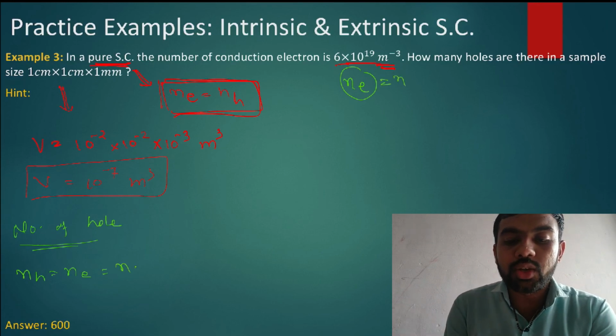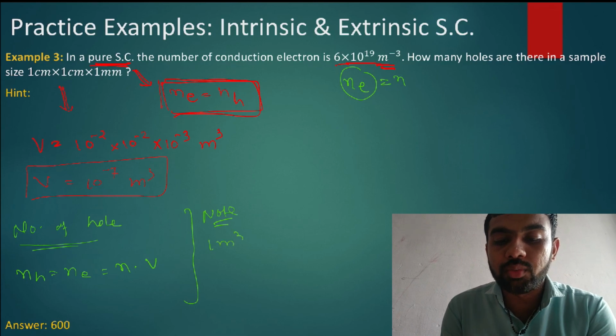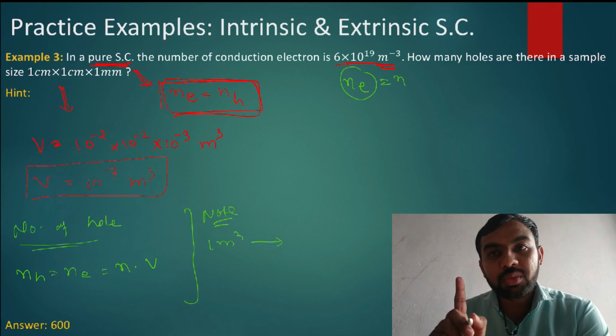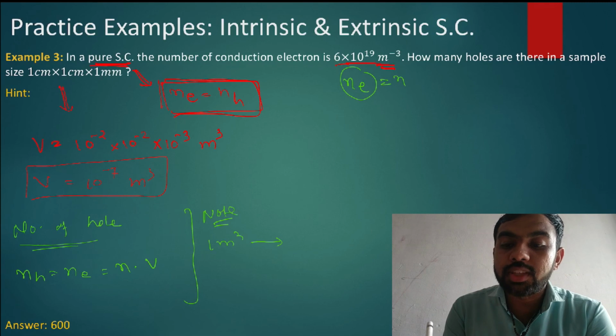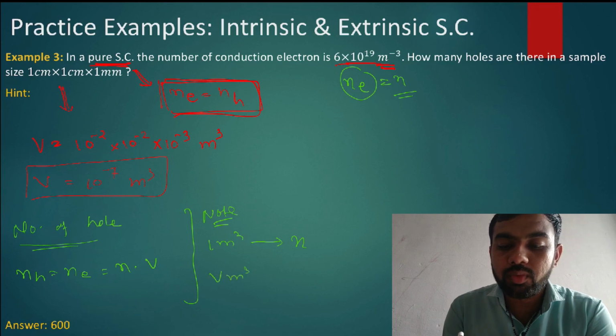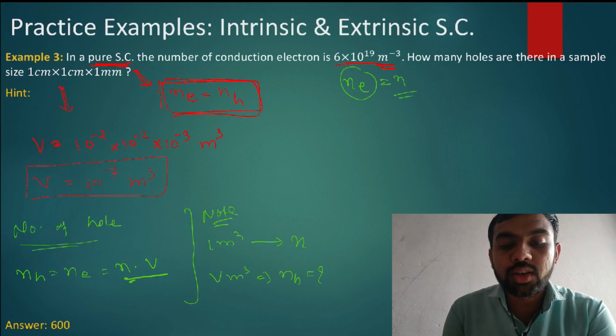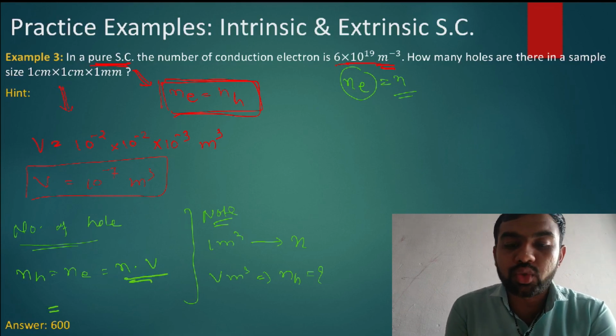So N into V. Why am I writing this relation? In 1 meter cube, how many electrons are present? N, consider it is equal to n. Then in V meter cube, NH is equal to what? NH is equal to N into V. So what is N actually?